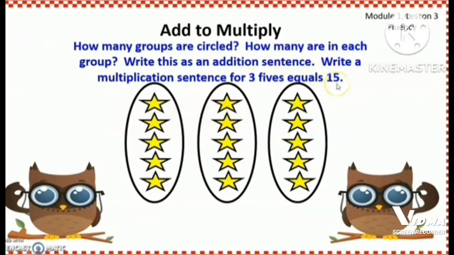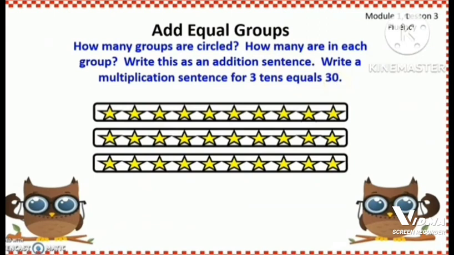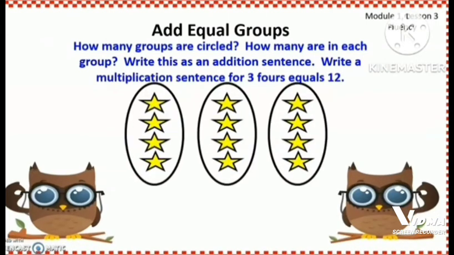That's simple, isn't it? Now look at this next group. How many groups are you seeing? There are 3 groups. How many in each group? There are 10. 10 times 3 equals 30. Now here's another one. 3 groups of 4. 3 times 4 equals 12. It's the same as saying 4 plus 4 plus 4 equals 12.